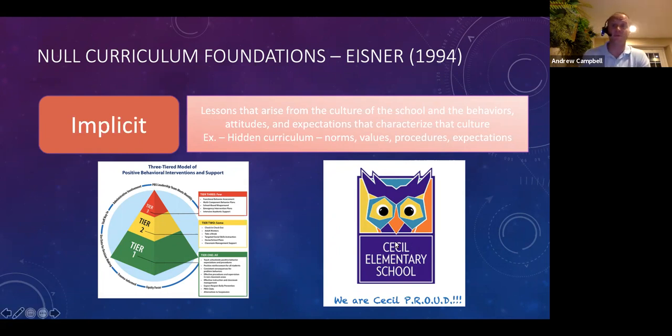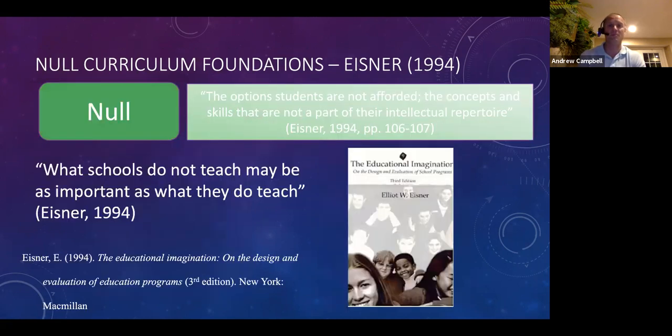The second example here is specific to my school. At Cecil Elementary, we have the acronym PROUD. These are the expectations that we have of our students: prepare our mind and bodies, respect others. I'm not going to go into the entire thing, but while it is labeled and in some ways taught to the students, it falls into the hidden curriculum because it is those expectations that we're modeling, that we are encouraging our students to be a part of.